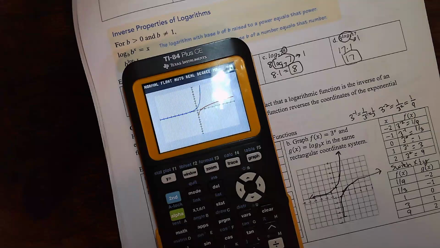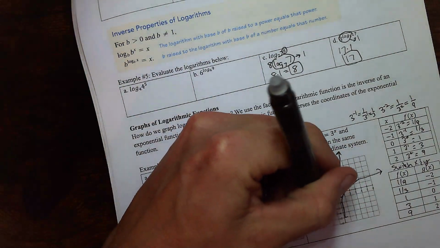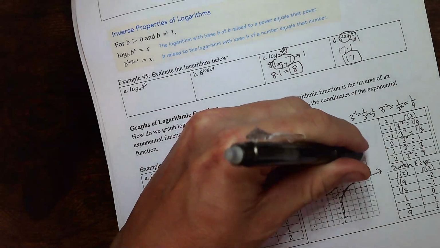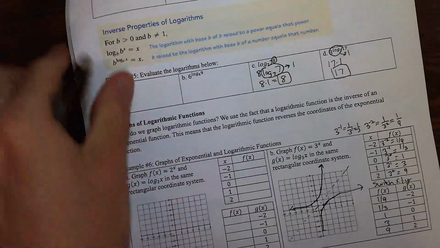So they're inverses. What does it mean to be an inverse function? That means they're a reflection across the y equals x line. They're a reflection across the y equals x, the diagonal line that goes diagonally through the coordinate plane. There's your answer there.